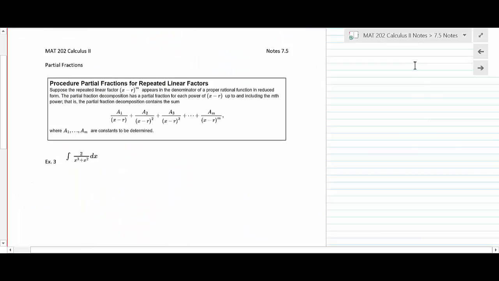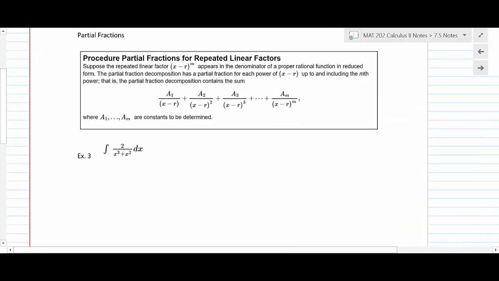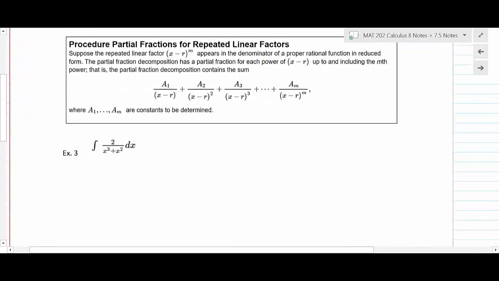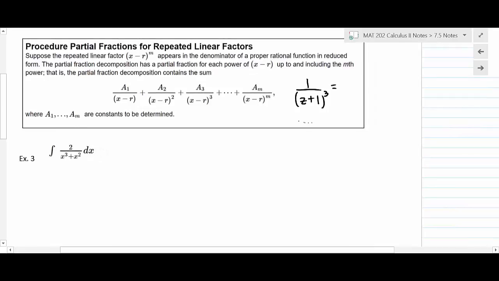There are 3 types of these things you have to look at. The next thing I want to look at is the repeated linear factor. The repeated linear factor kind of goes like this. This would be if something's repeated. Let's just write down one example to give you an idea. Let's say that you had 1 over z plus 1 to the third, just as an example of how you would set that up with partial fractions. Now what you have is a repeated factor. That z plus 1 is repeated 3 times.